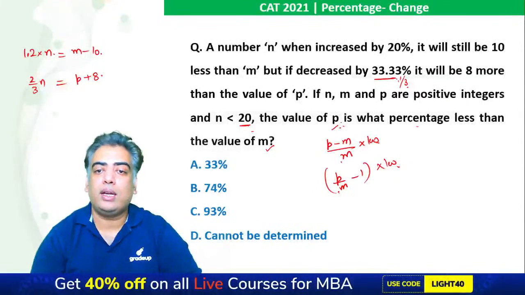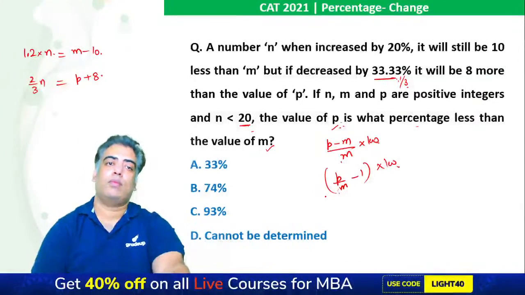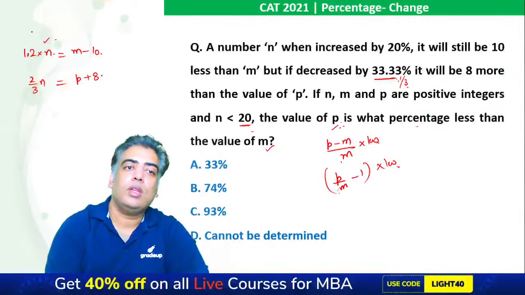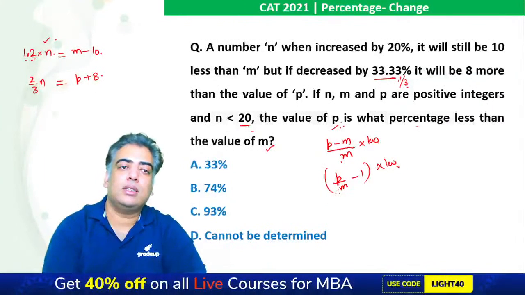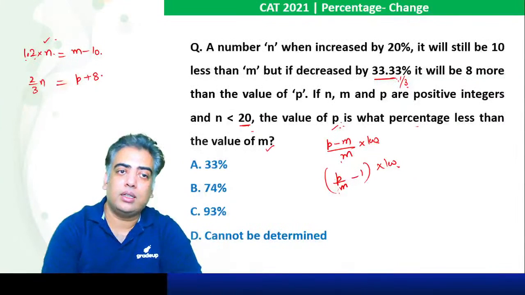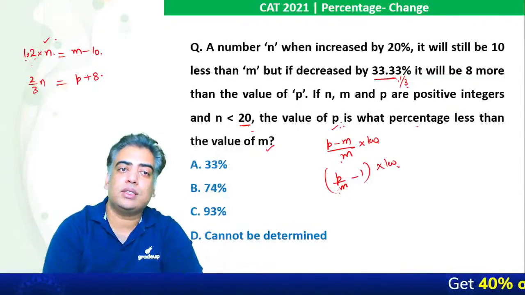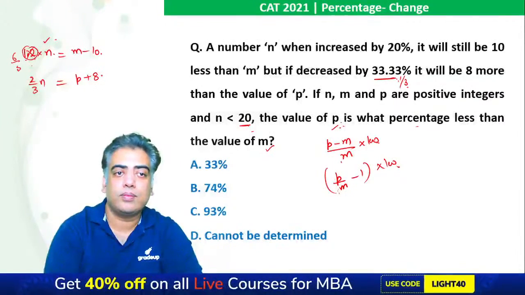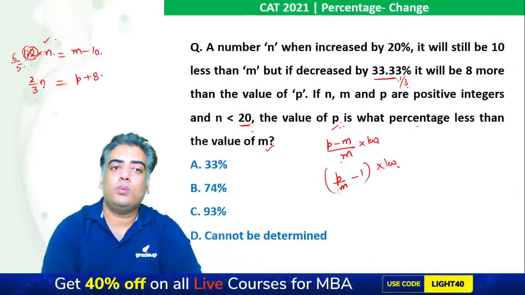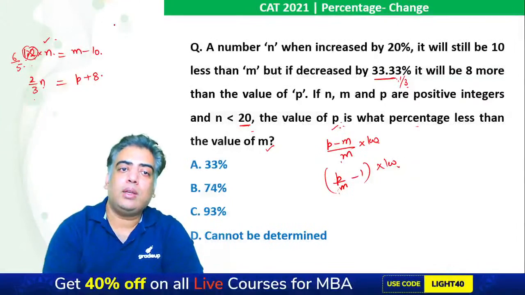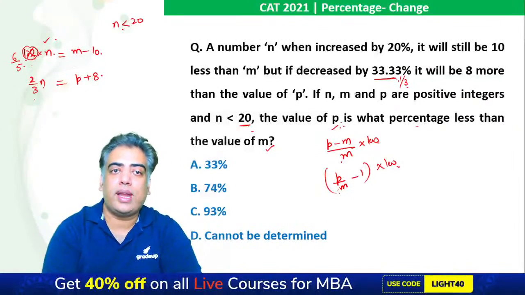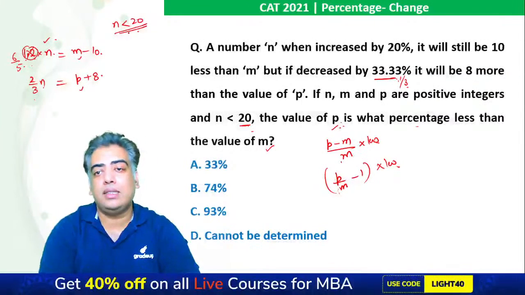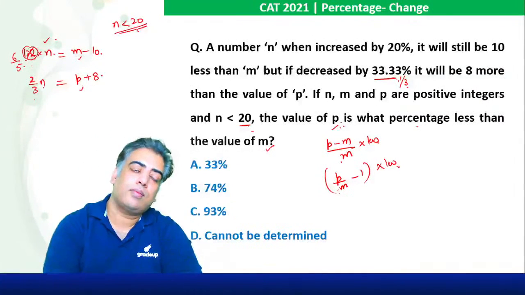So we are required the ratio between p and m. In order to find out, let's have a look here. So 1.2 is nothing but 12 by 10, which is 6 by 5. So I'm writing this as 6 by 5n. And here it is 2 by 3n. And the value of n is less than 20. And all p, m and n are integers, positive integers.